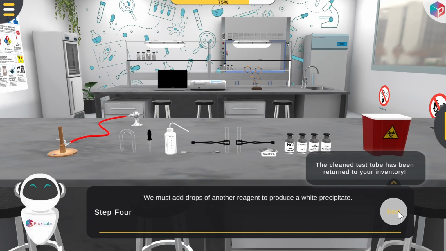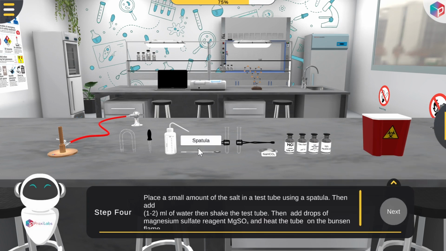Step 4. Finally, we will test the reaction with magnesium sulfate, which should produce a white precipitate upon heating. 1. Place a small amount of the salt in a test tube using a spatula. 2. Add 1 to 2 milliliters of water and shake well. 3. Add drops of magnesium sulfate reagent and heat the tube over a Bunsen flame.